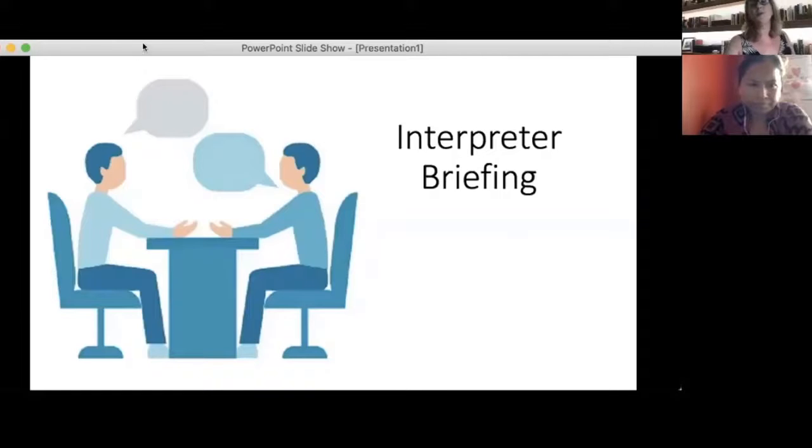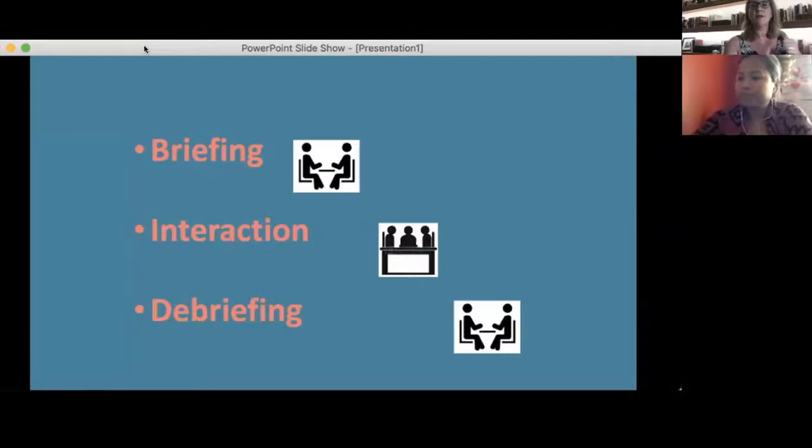I want to give you a little bit of background on what we are doing, what our goal is. What we're doing right now, we call the interpreter briefing, and there are three parts in this process. There's the briefing, where I'm going to talk to you about what we're going to do. There's what we call the interaction, that's our testing session where we will have a child present who we are evaluating. And then after the evaluation, we'll have a debriefing where we talk through pieces of it.